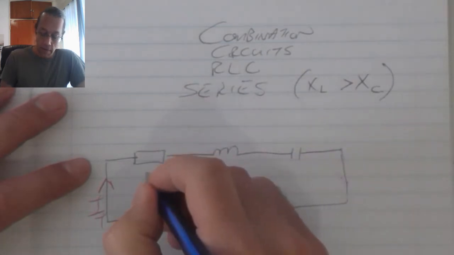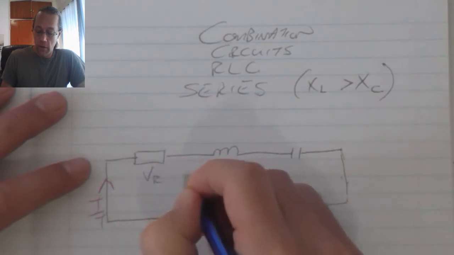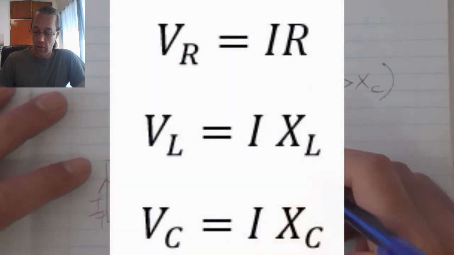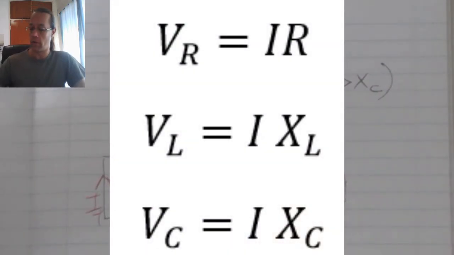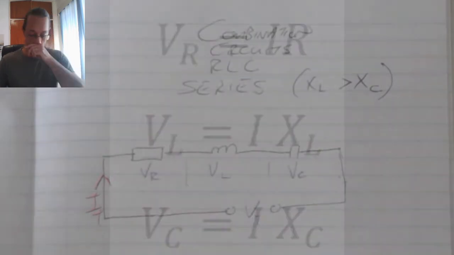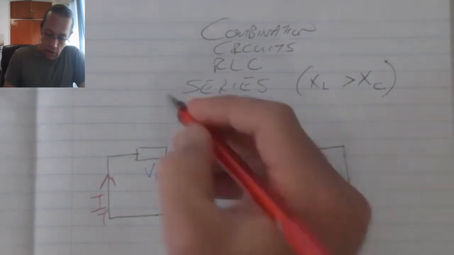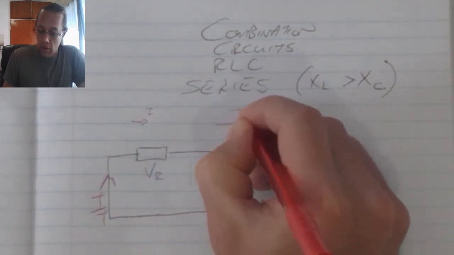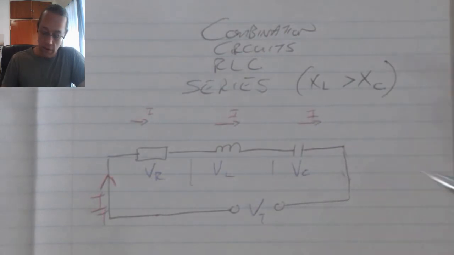of the circuit. That current will cause a voltage to develop on the resistor, a voltage to develop on the inductor, and a voltage to develop on the capacitor in accordance with Ohm's law for each of those individual components. When looking at those three components, we know that the current flow in all three is going to be identical because they are in series.